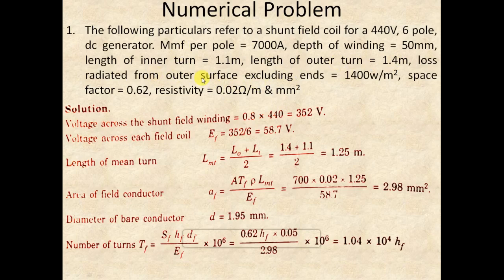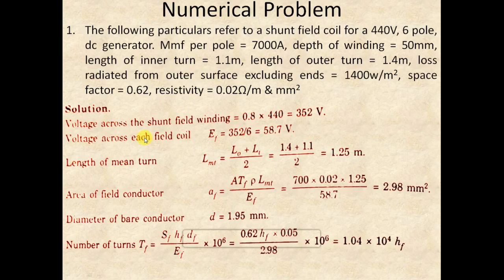The loss radiated from the outer surface excluding ends is given. That is the value of small qf. It's clearly mentioned that the loss is radiated only from the outer surface. There is no mention of the top surfaces or inner surface. So whenever you see this loss radiated from, you specifically have to check from which surfaces it is given in the problem. If you use the standard relation for total surface area, you will get a wrong answer, because here it is specifically mentioned that the loss is radiated only from the outer surface. Space factor is given and the resistivity is also given.